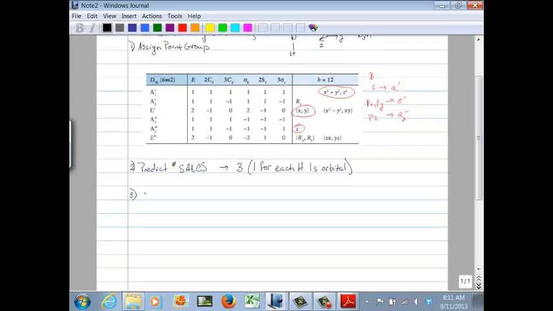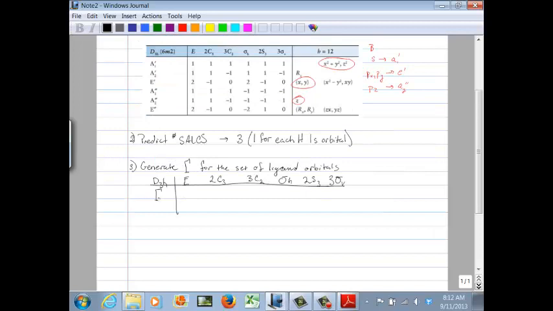The next step is to generate a reducible representation for the set of ligand orbitals. So I'm going to copy my D3h character table down here, or at least the symmetry operations. So I'm doing the reducible representation for the set of ligands. And when you do this, you assign the characters, I'm going to write over here, a 1 if it stays the same, or a 0 if it moves. So if it moves away from itself, you assign a 0, right? So we have 3 can be our maximum number.